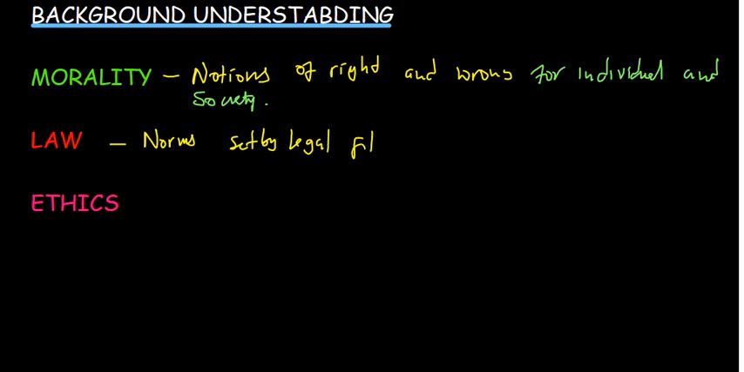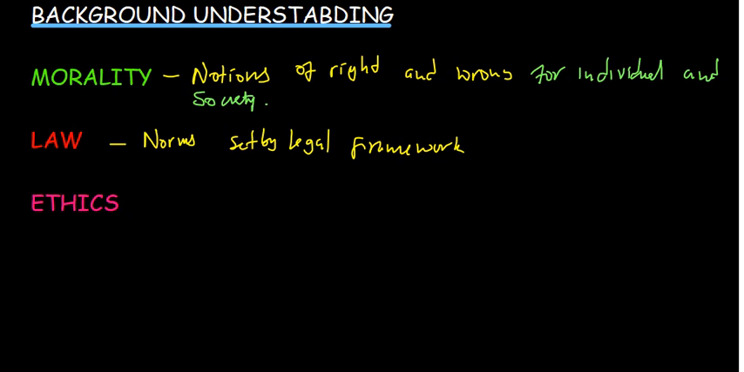So, norms set by legal frameworks that are enforceable by state agents. A law is simply something that has been set by legal frameworks. Now these legal frameworks can be, for example, the courts of law, and everyone who makes sure that there is law and order, perhaps even traditional chiefs and the like. So, norms which have been set by legal frameworks.